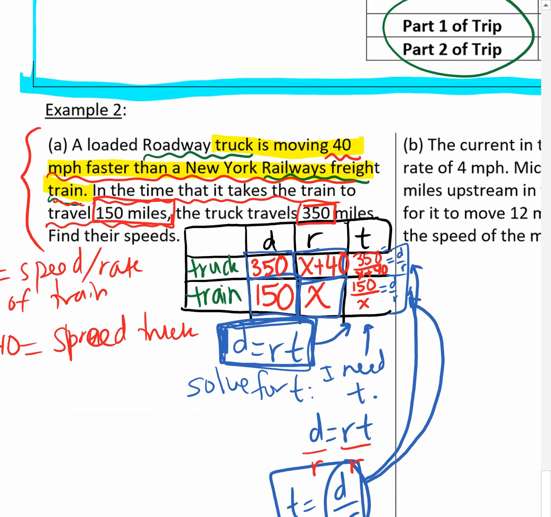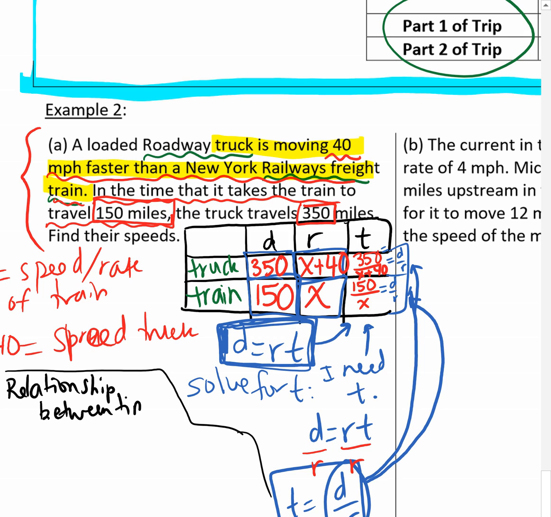But now at the last step, step 4, I'm going to get my equation by asking myself, is there some kind of relationship between the times? Because time is the last thing I filled in. Let me write that down before I forget. Relationship between the times. And if it happened to be that the rate is the last thing you filled in, at this point you'd be looking for a relationship between the rates. If distance was the last thing you filled in, you'd be looking for a relationship between the distances. Okay, but let me see.